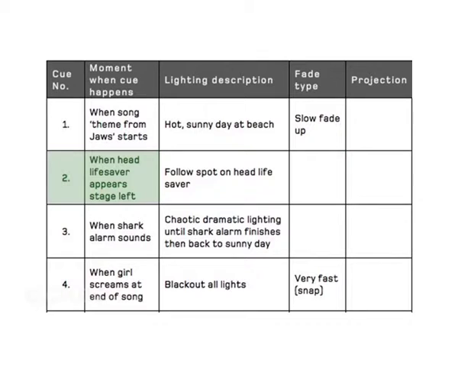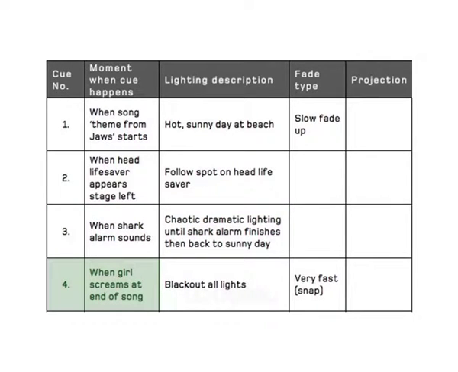In cue 2, the movement when the cue happens is when the heard lifesaver appears stage left. The lighting description in this is a follow spot on the head lifesaver. In cue 3, the movement when the cue happens is when the shark alarm sounds. The lighting description in this cue 3 is chaotic dramatic lighting until the shark alarm finishes, then back to the sunny day.